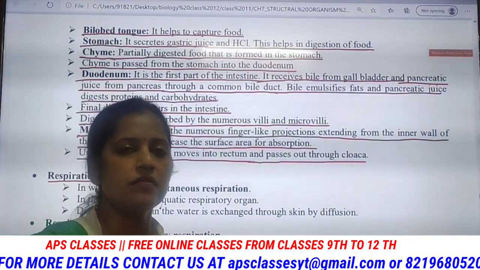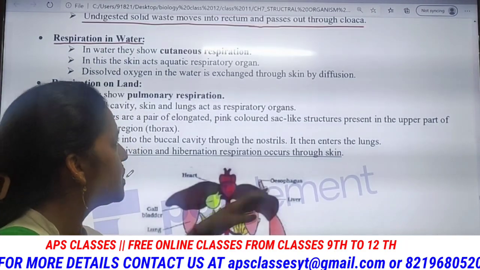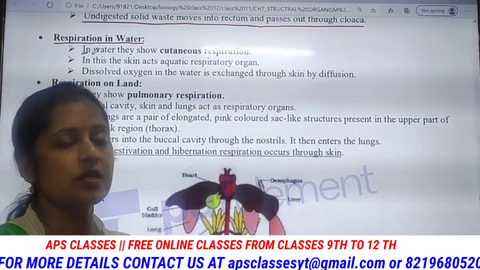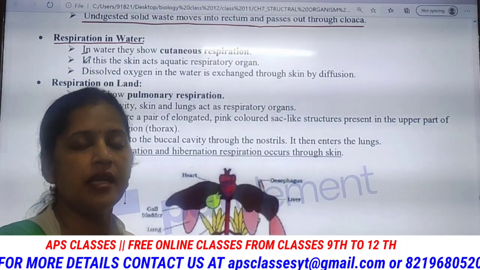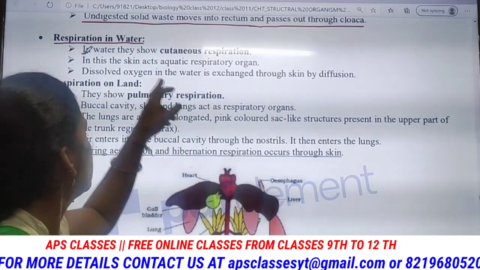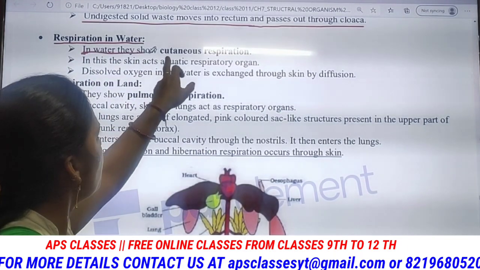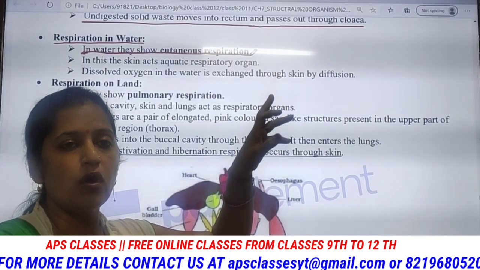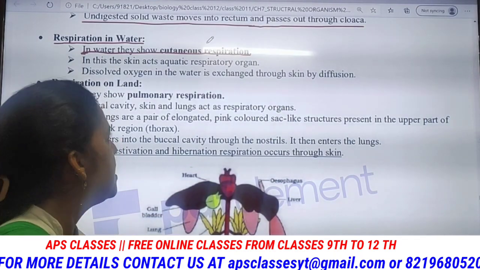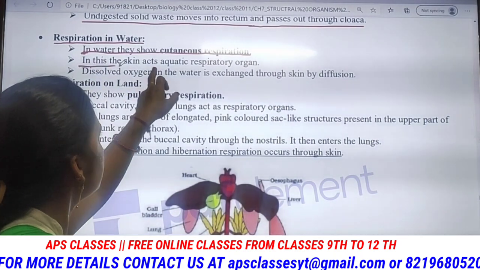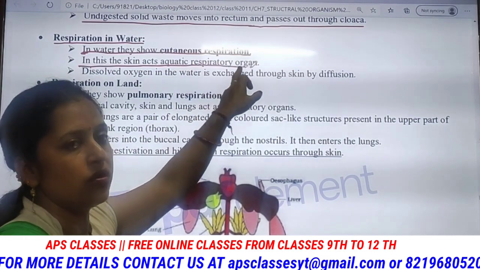Next is respiration in water. After the digestive system, next is the respiration in water. How the respiration in water takes place in case of the frogs? In water, they show cutaneous respiration. Especially water के case में, they show cutaneous respiration. In this, the skin acts as an aquatic respiratory organ.